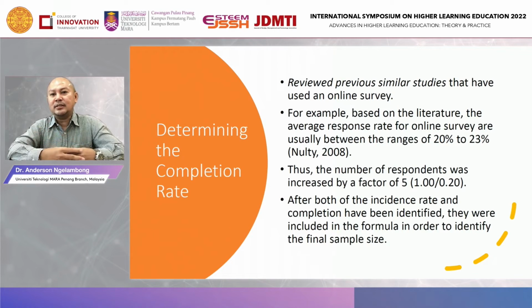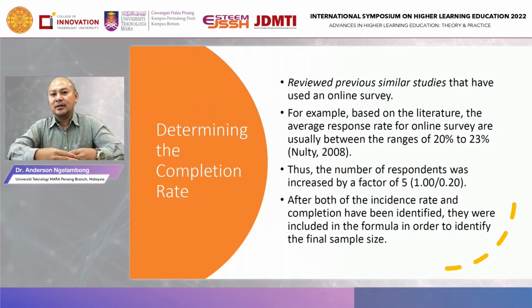So the response rate is only 20% to 23%. Just imagine, if you give out 100 surveys, based on this literature you only get 20%. Meaning if you distribute 100 surveys, you get back only 20 responses. That is not good, right? So that's why oversampling is important.